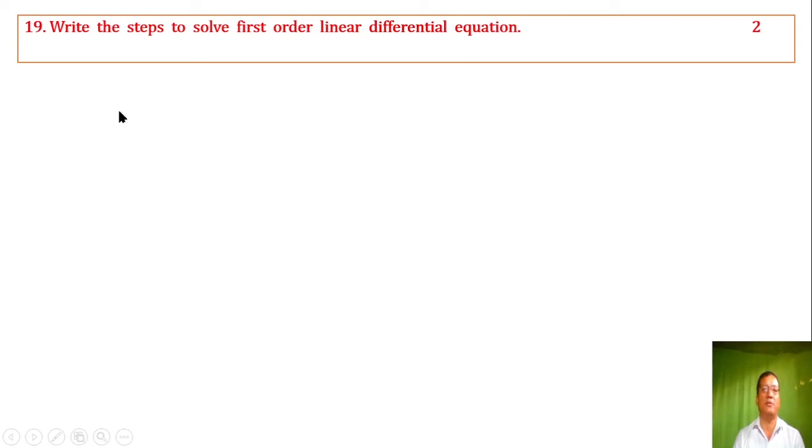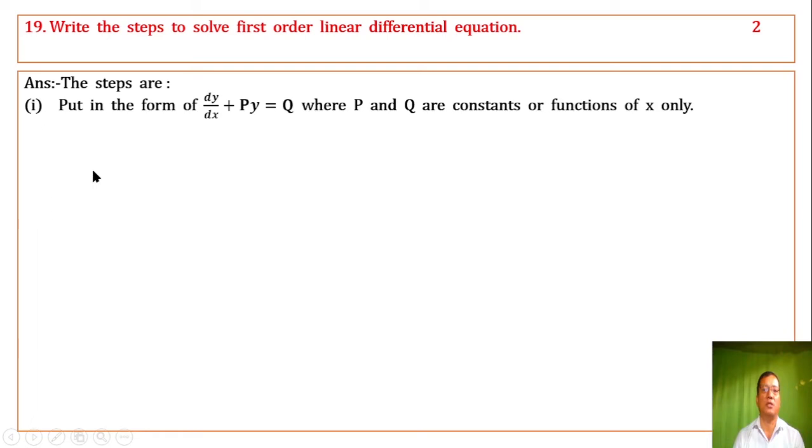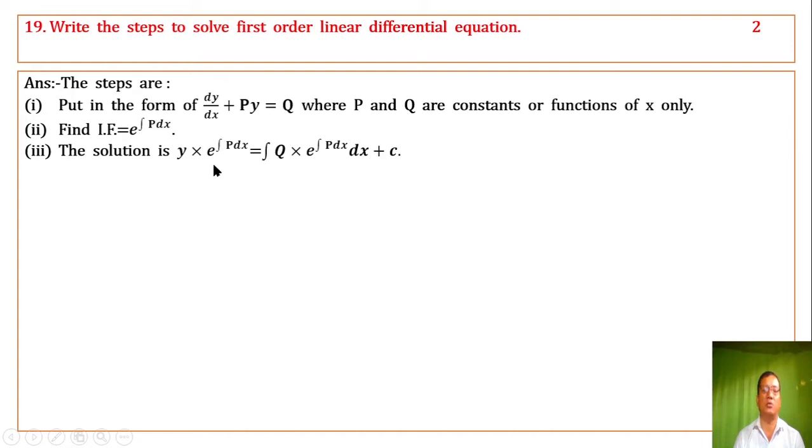Question number 19. Write steps to solve first order linear differential equation, 2 marks. The steps are: put in the form of dy by dx plus py equal to q, where p and q are constants or functions of x only. Find integrating factor e to the power integral p dx. Third, the solution is y into e to the power integral p dx equal to integral of q into integrating factor, that is e to the power integral p dx, plus c.